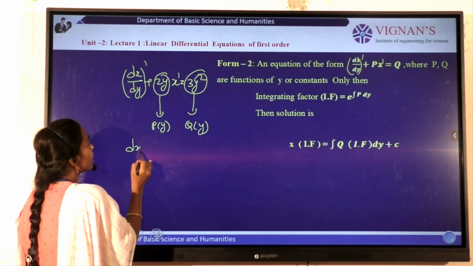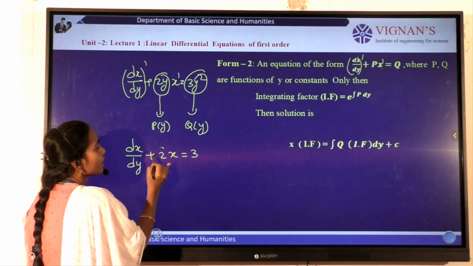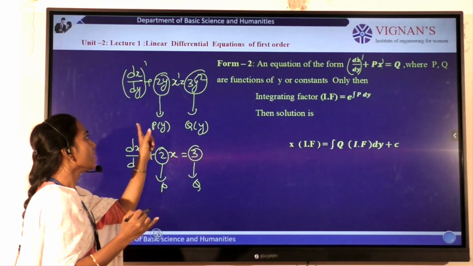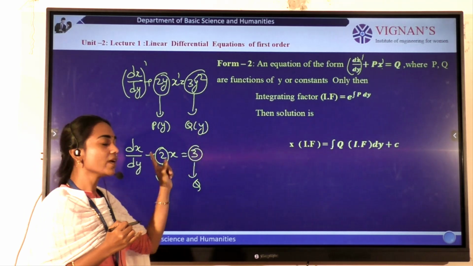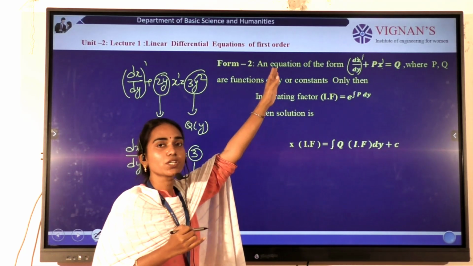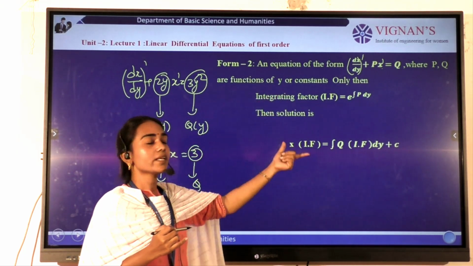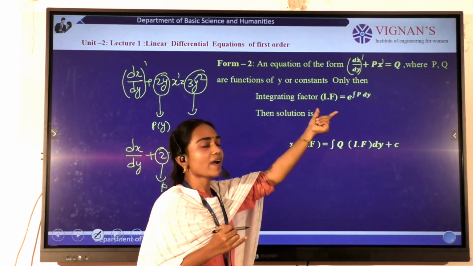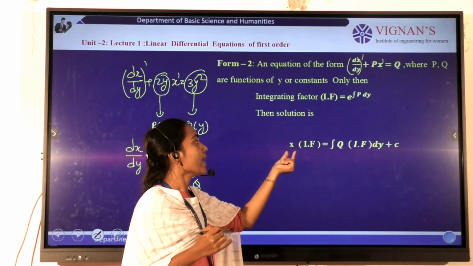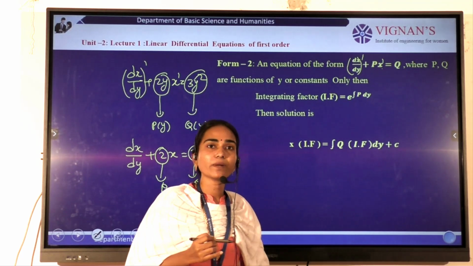For example, the equation can be like this. So dx by dy plus 2x is equal to 3. If we observe, this is p and this is q. Both p and q are either functions of y or constants. Thus, this is the linear differential equation of first order in x. For this, we have to solve the equation like this. The integrating factor is e power integral p dy, and the general solution is x into integrating factor equals integral q into integrating factor dy plus c.